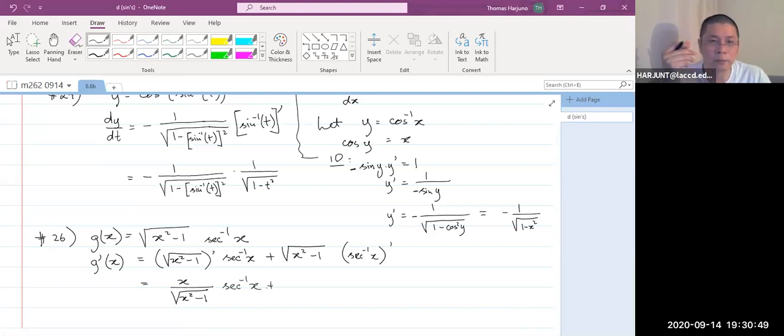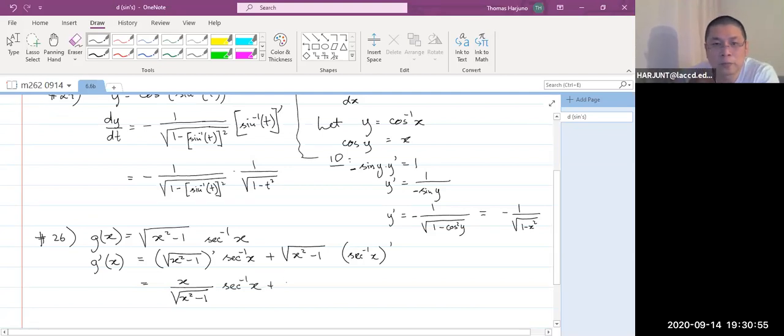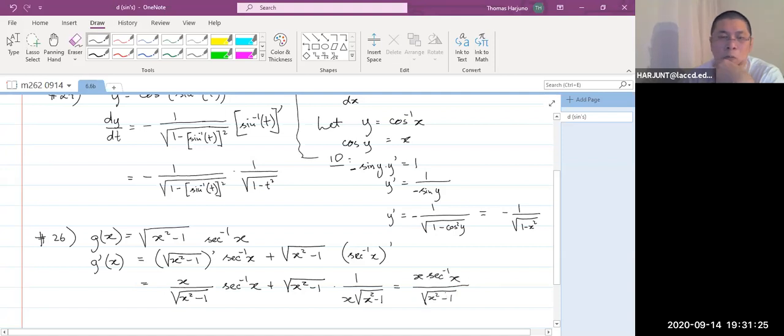Okay, the 2 cancels in the derivative of that square root. And then the derivative of secant inverse of x is 1 over x square root of x squared minus 1, times the square root, which is 1 over x. So the final answer here will be x secant inverse x over square root of x squared minus 1 plus 1 over x.